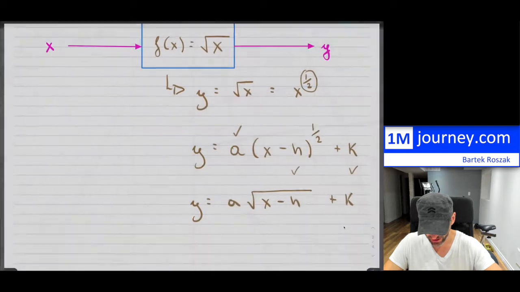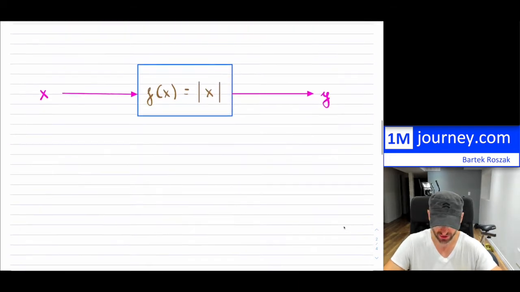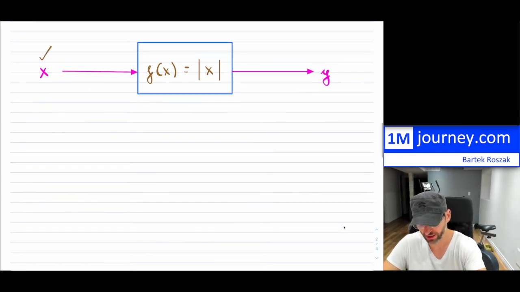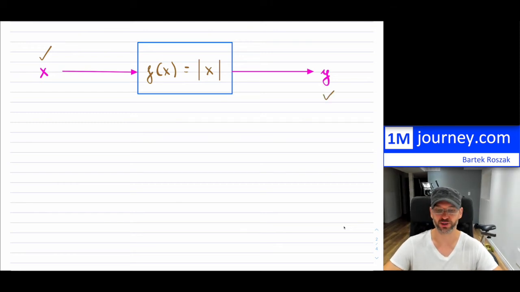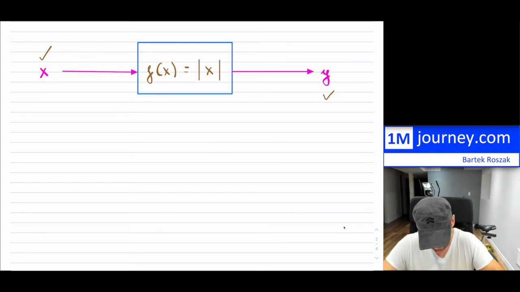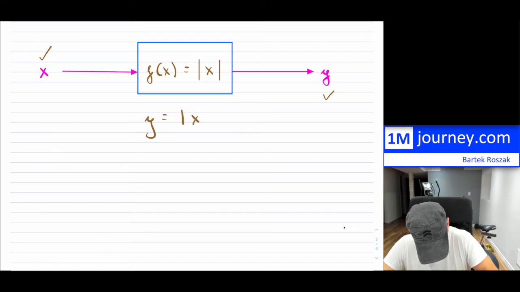Here is another parent. So here's the absolute value. This is an interesting one. Whatever we input in here, it's just simply going to take the positive as your output. And just like the other one, this is my actual parent. So my parent is that.